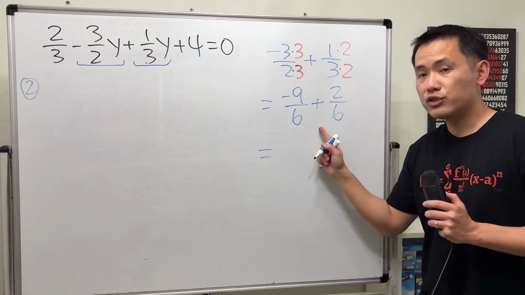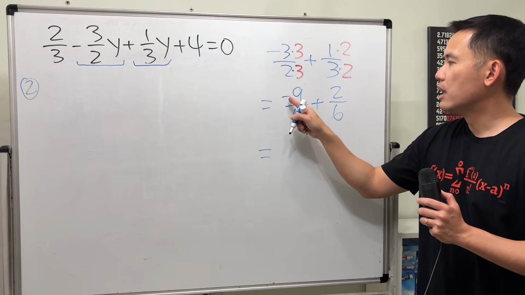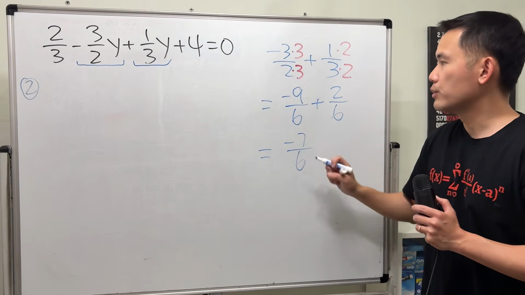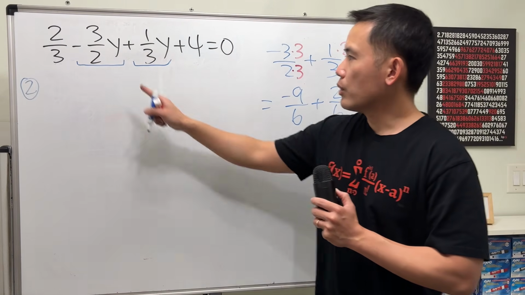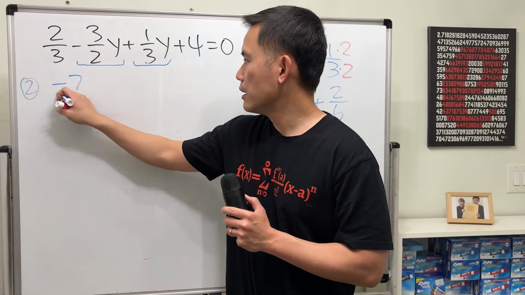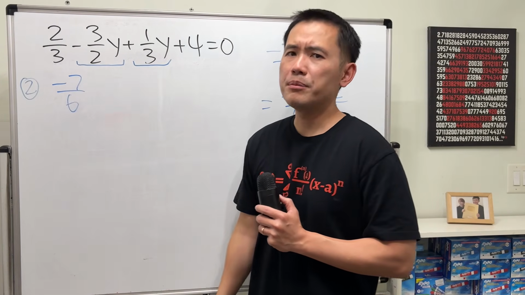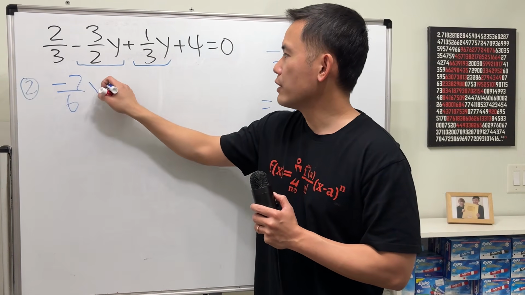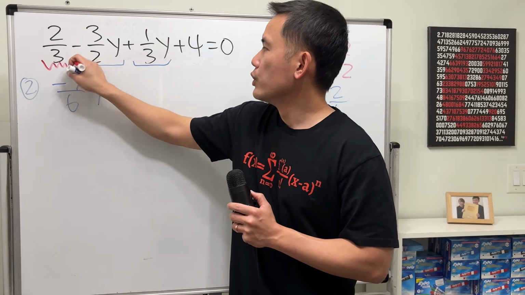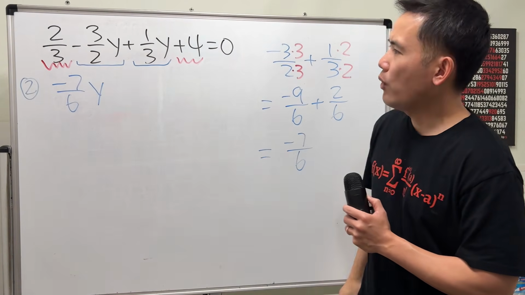When we add the fractions, we just need to add the top. Negative 9 plus 2 is negative 7, and we keep the bottom, which is the 6. So we get negative 7 over 6. Put a negative on the top, it's recommended. And then we have the y. Done. Now we will have to do 2 thirds plus 4.